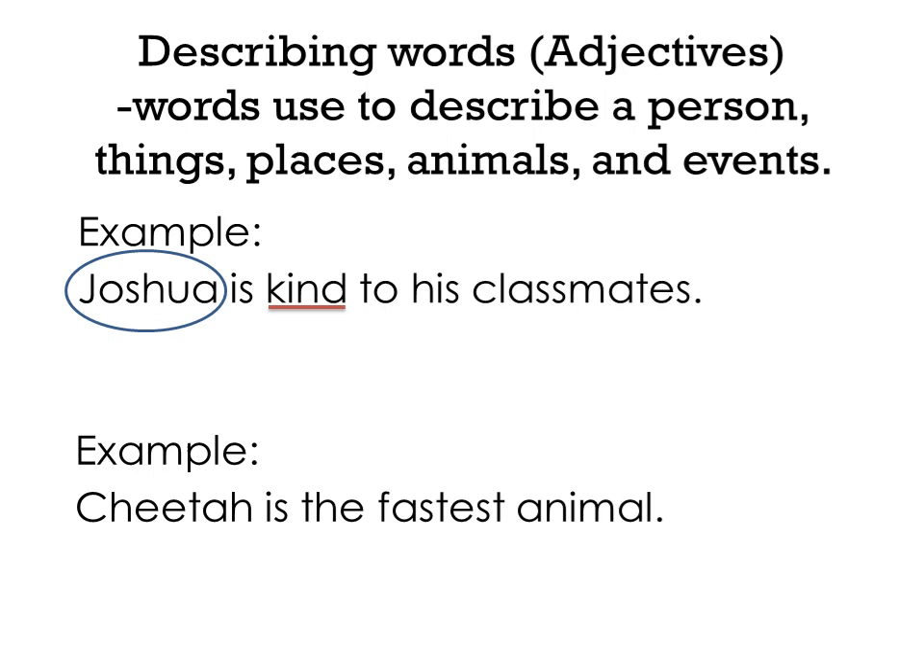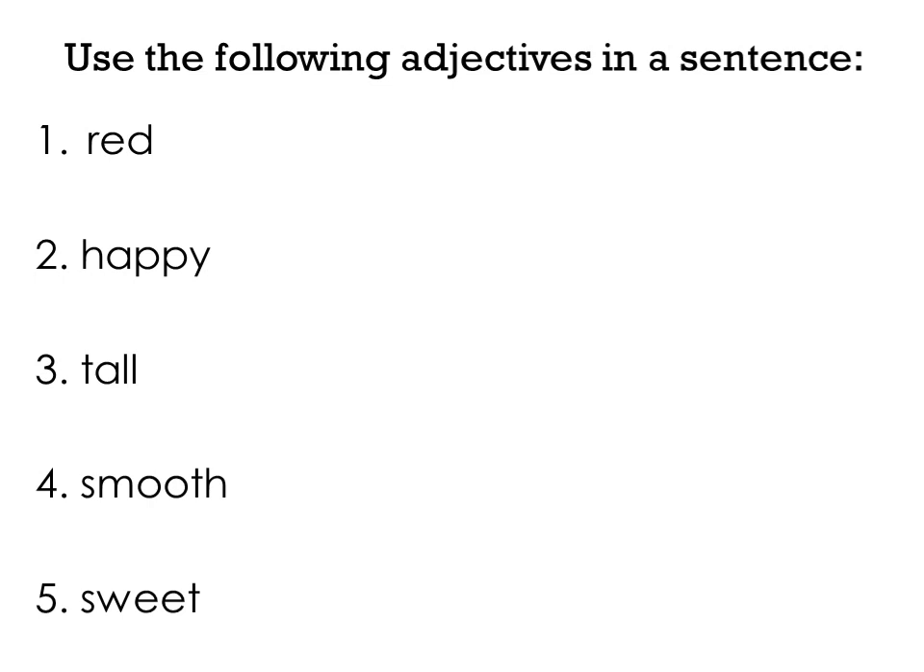Now let's have the second example. Cheetah is the fastest animal. Cheetah is the name of an animal. And what is the describing word used there? Correct. Fastest. The fastest is an adjective because it describes the animal, cheetah. Now, to test your knowledge about adjectives, you need to use the following adjectives in a sentence.